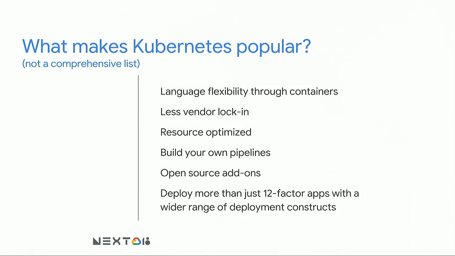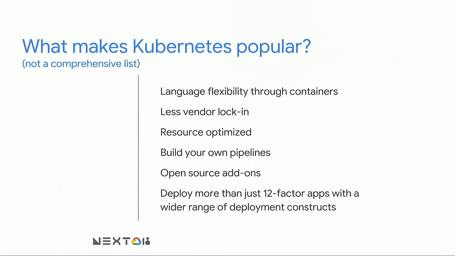What makes it popular? Well, one of the top reasons is that you get the language flexibility of containers. So there's no requirement of what language you're using or what versions of the libraries or anything like that. There's less vendor lock-in with Kubernetes. Kubernetes is based on open source. And in fact, Google runs certified Kubernetes. This is a version that's been certified by the Cloud Native Computing Foundation using a certification program that actually I participated in creating. And there are about 50 other vendors that are also offering certified Kubernetes.